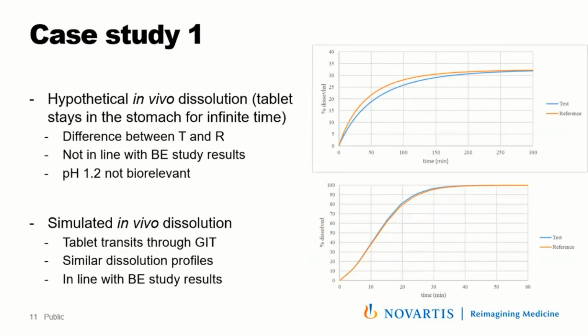Then, we simulated a hypothetical in vivo dissolution if the tablet would stay in the stomach for infinite time, that is, at low pH without absorption. The simulated profiles show very slow and not complete dissolution and a difference between test and reference. This is not in line with in vivo BE study results where products were bioequivalent. The dissolution at pH 1.2 does not seem to reflect in vivo behavior and is thus not considered biorelevant.